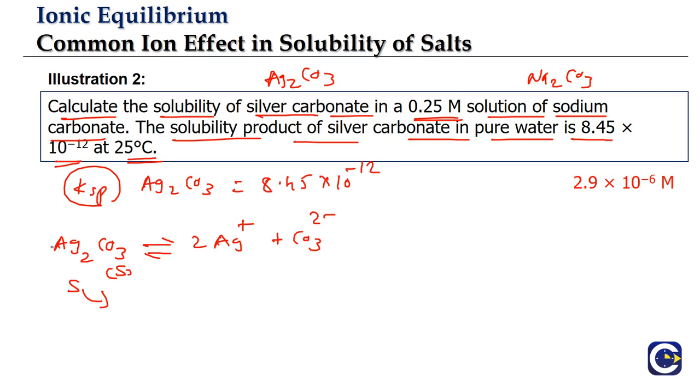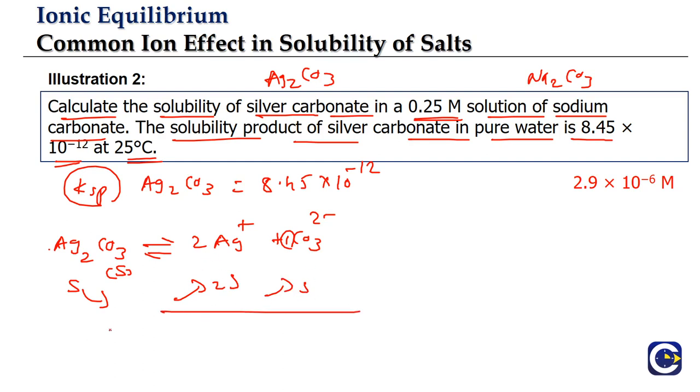So for every one particle of Ag2CO3, we'll get how many Ag plus ions? 2 Ag plus ions are going to come. So the amount that is going to be added for the Ag plus ion concentration will be 2 times S, means it is going to be 2S. And for every one Ag2CO3 particle, how many carbonate ions are getting released? Only one is getting released. Means if S is dissolved here, we are going to get S amount of carbonate ions.